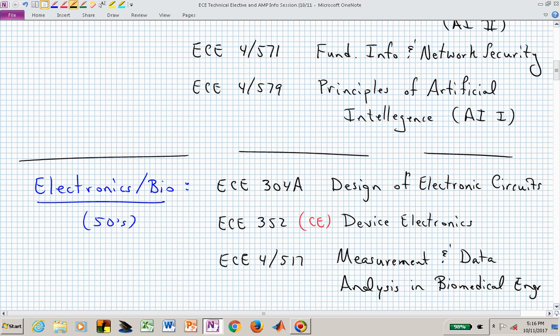352 can be taken as a technical elective if you're in the computer engineering option, and that class traditionally, I believe, was taught in the fall. We're actually transitioning that to now being taught only in the spring. This particular academic year, it's being offered both semesters. You'll see 352 now in the fall semester, and you're going to see it again in the spring of 2018, but you will not see it, if we do our homework right, in fall of 2018.